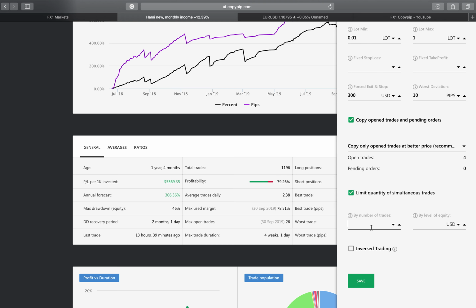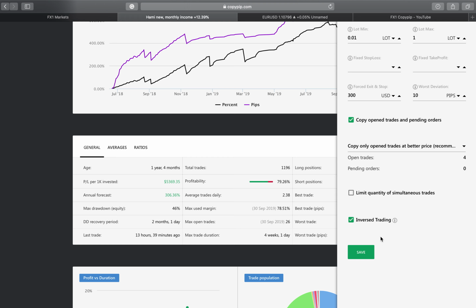It means by the number, I want to have only 5 trades at a time or 10 trades at a time. That's my number. Or by dollar, I want to only involve $500 of my account, my equity, into the trade at the same time. So I don't put this option for my case.